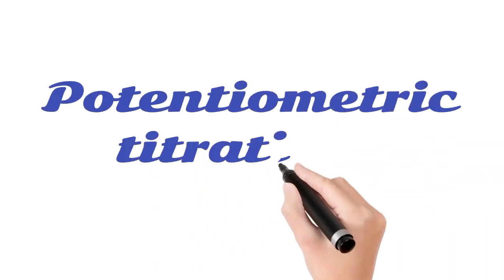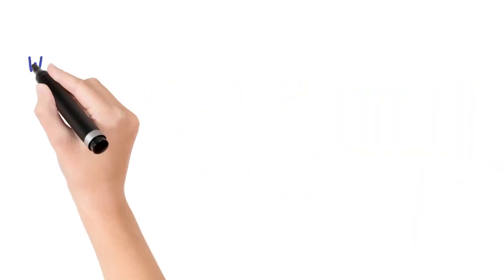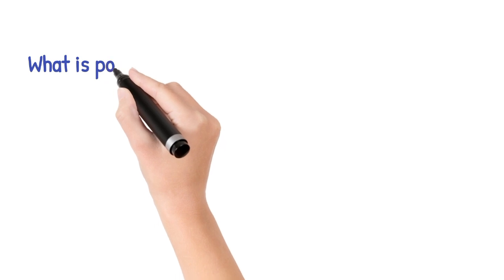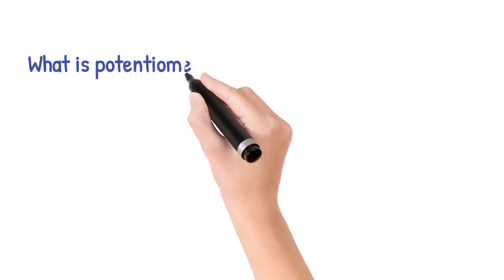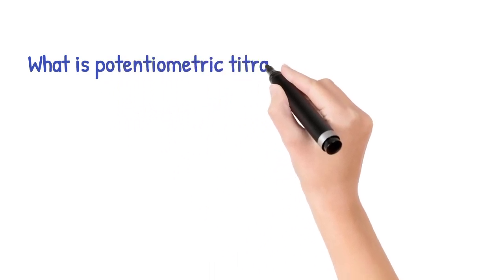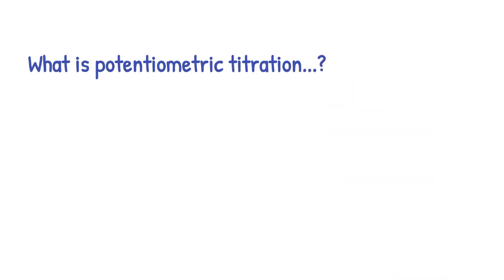Welcome to our whiteboard animation on potentiometric titration. Potentiometric titration is a technique used in chemistry to determine the concentration of an analyte in a solution.